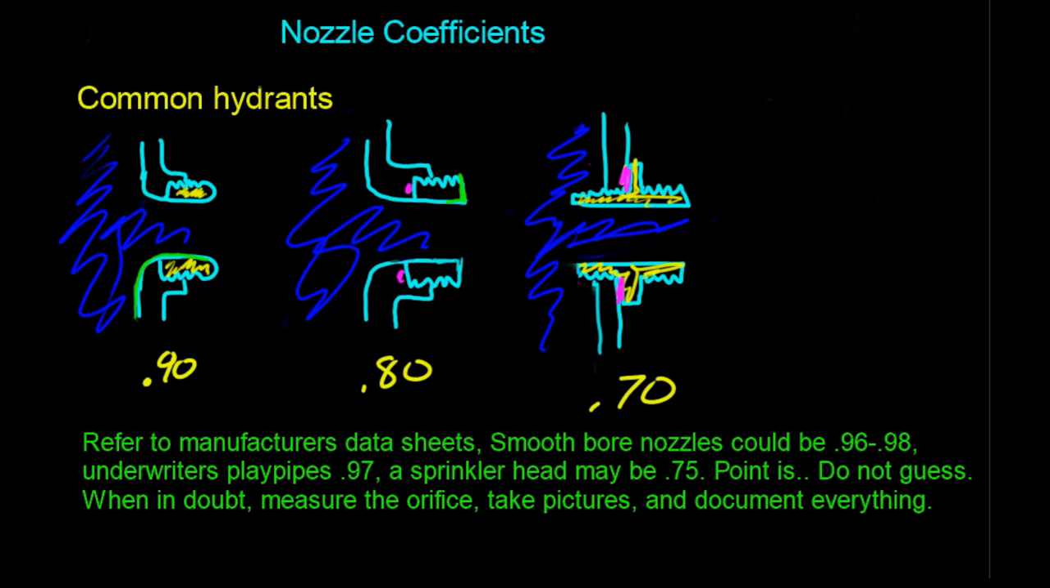And just for clarification, these pictures are representing one half of a fire hydrant, and the blue part is representing the water in the body of the hydrant that's flowing out. So that's how you'd find those, or refer to the manufacturer's data sheets.